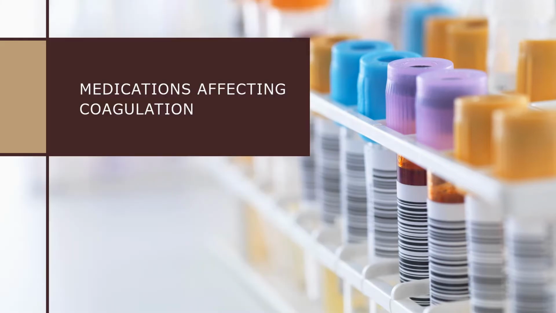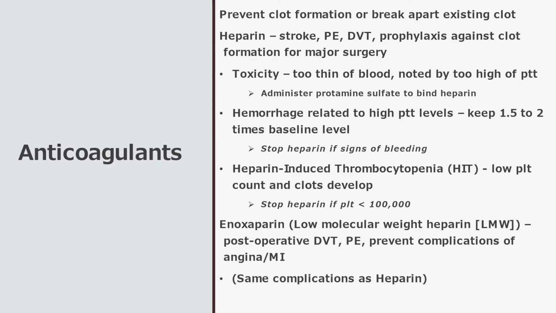Medications that are affecting coagulation is going to be the first subcategory here. Okay, so our first classification is going to be anticoagulants. The therapeutic use or expected action for anticoagulants is going to either be to prevent a clot being formed or to break apart an already existing clot.